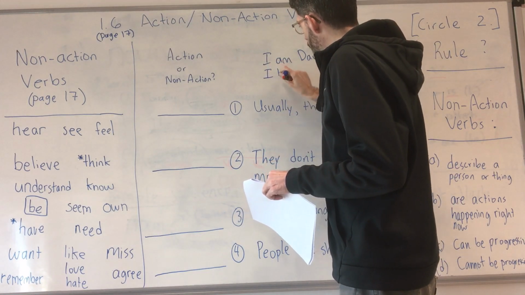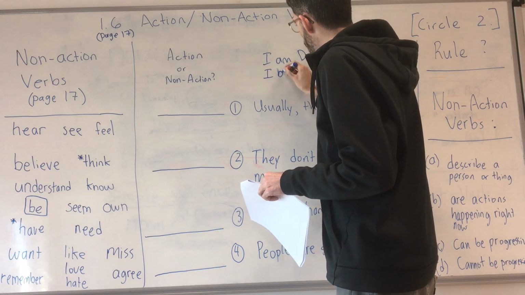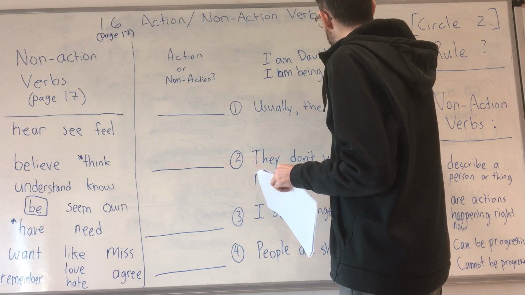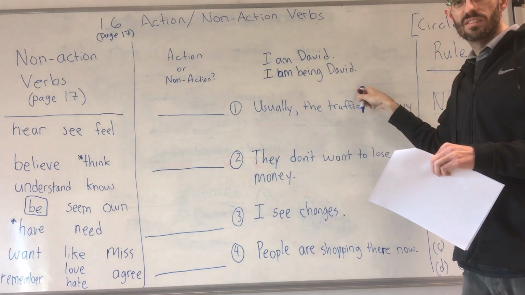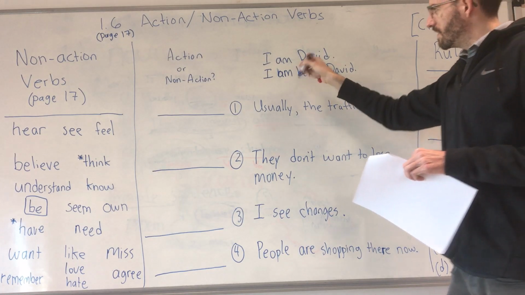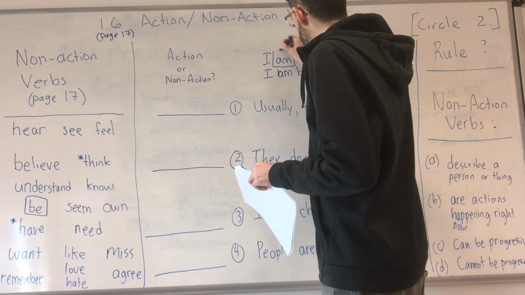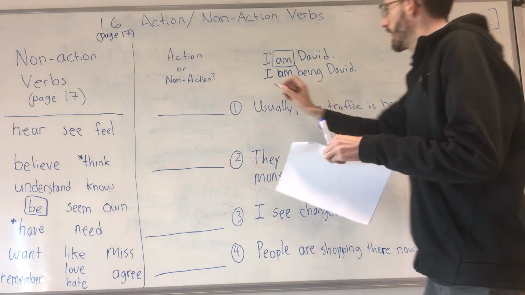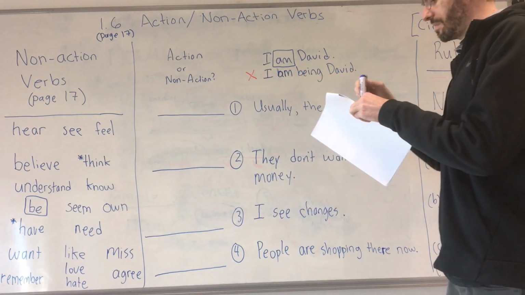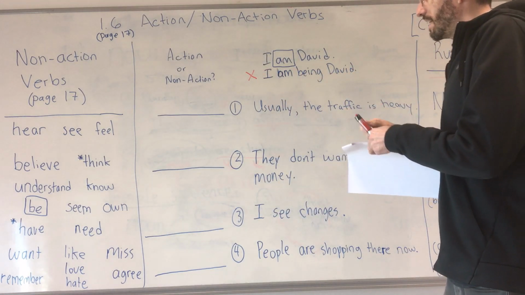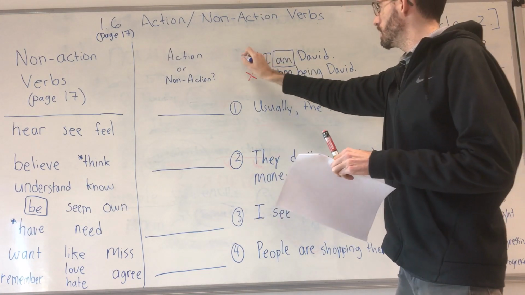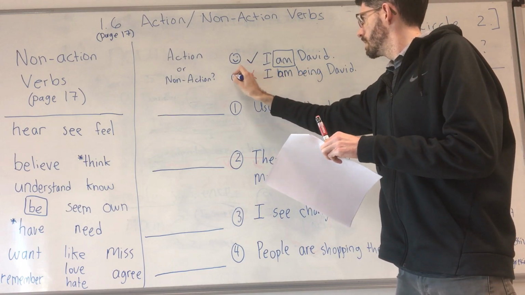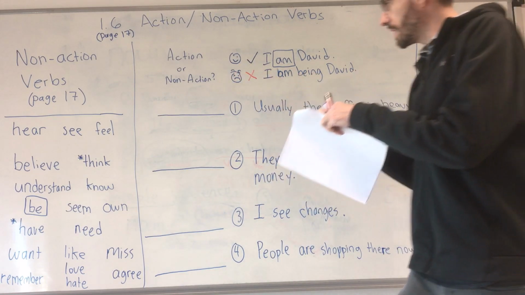Can I say I am being David? Can I say that? No, because am, verb be, is a non-action verb. So I can't say I am being, but I can say this is okay. Okay, I am David is okay. Okay, so we get the idea.